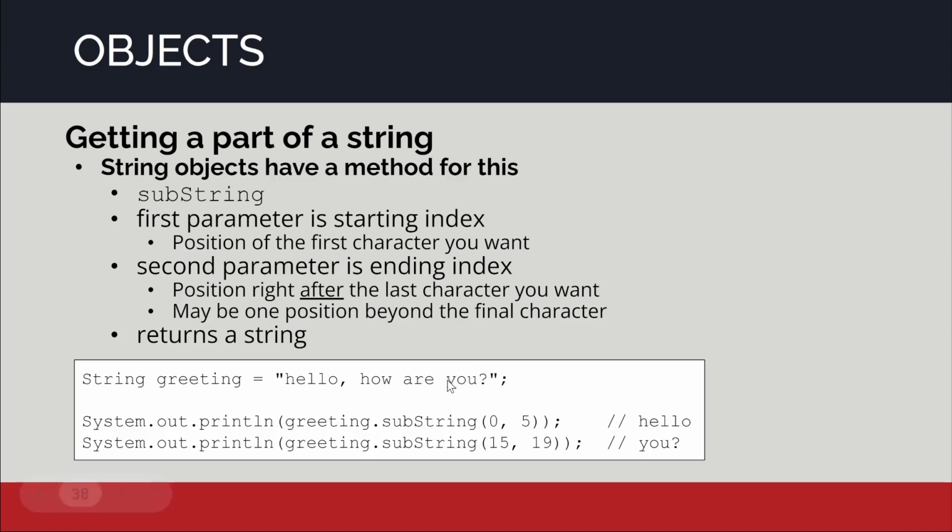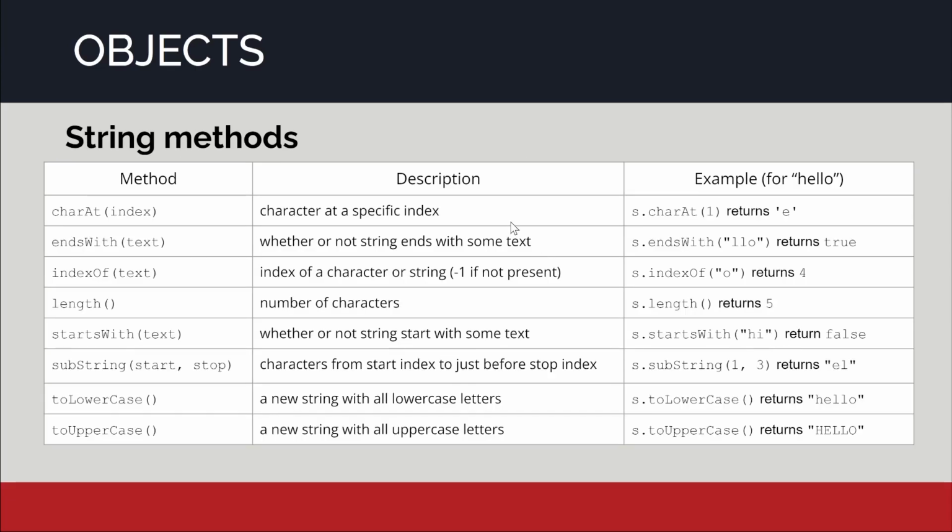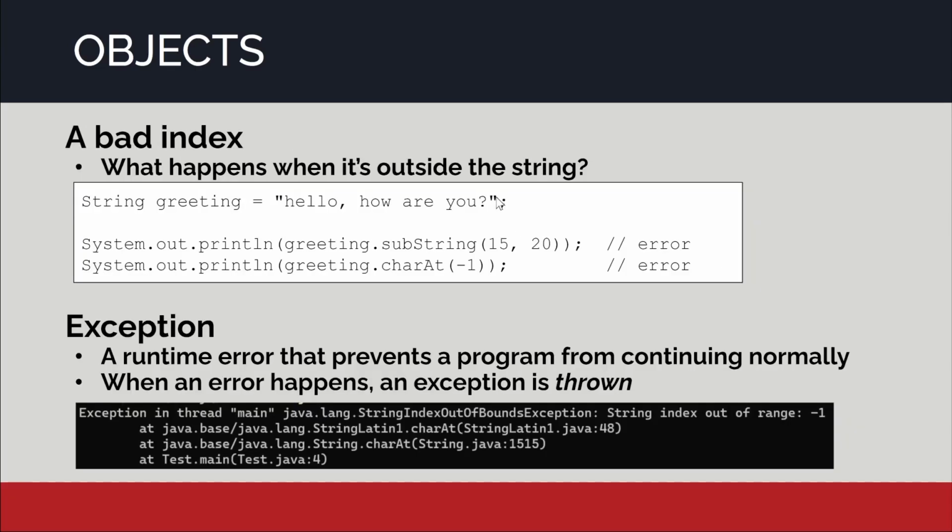So this is fine. But what happens if we pass in a bad index? What if we try to say 20? 20 is 2 past the question mark, so that's actually going to be an error. What happens if we do something really ridiculous and try to say -1? What if we try to go to -1? Well, that's also going to be an error. And it's important for us, I think, right now to define these errors, which are exceptions.